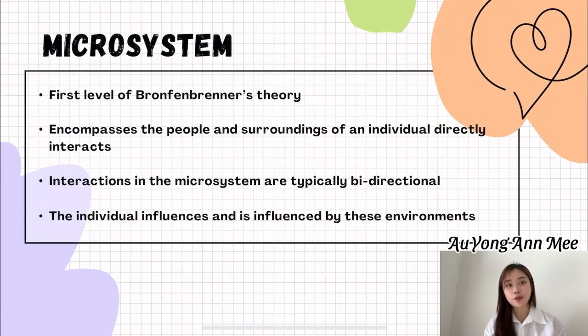The microsystem is the first level of Bronfenbrenner's theory, indicating the environment in which an individual lives. It encompasses the people and surroundings with whom the individual directly interacts, such as family, friends, school, and neighborhood. The interactions in the microsystem are typically bidirectional, meaning that the individual influences and is influenced by these environments. For example, a student's academic performance can be affected by family support, teacher expectations, and peer relationships. These interactions form the foundation of the individual's experiences and are crucial in shaping their behavior and development.